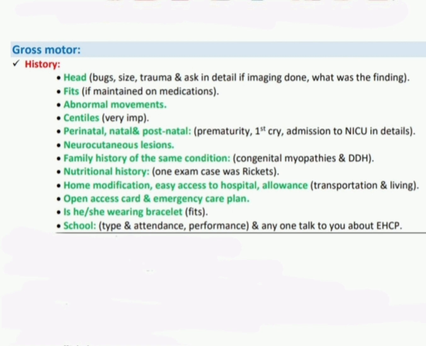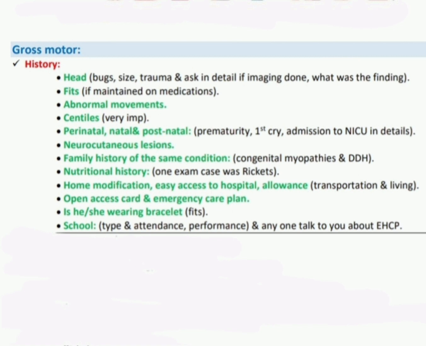First the head, for cause identification: any bugs in the brain, size of the head, any trauma, and ask in detail if imaging was done, what was the finding. Fits, if maintained on medications. So any seizure, and if the child is taking any medication, we will ask. Any abnormal movement. Milestones are very important.